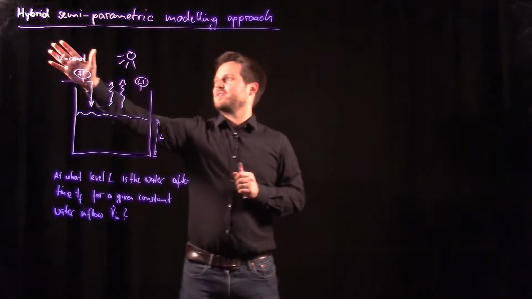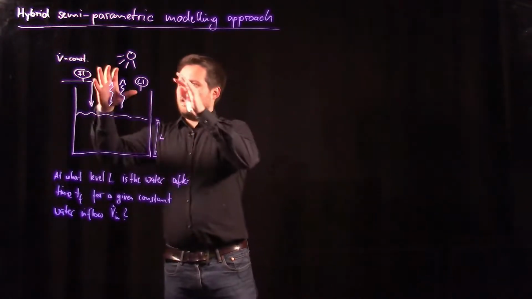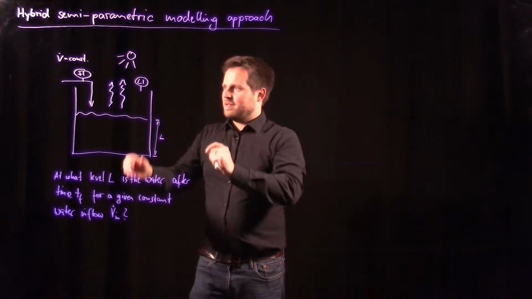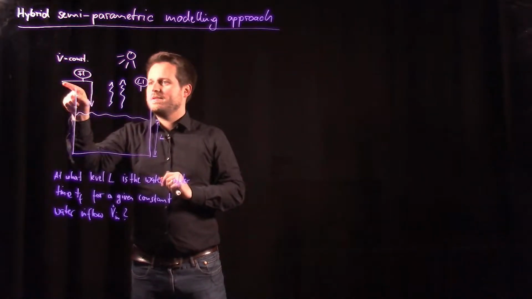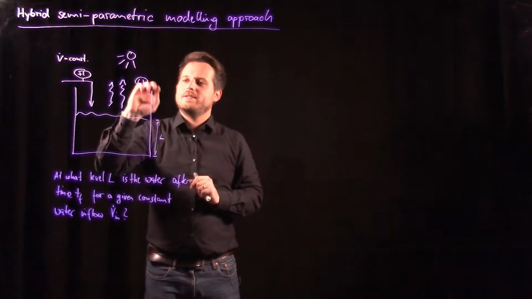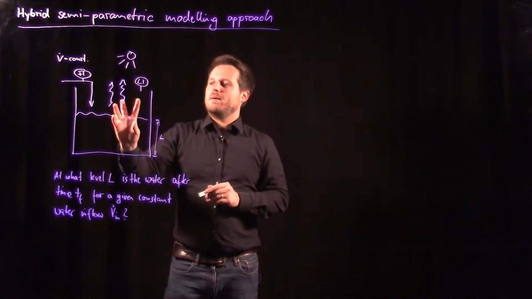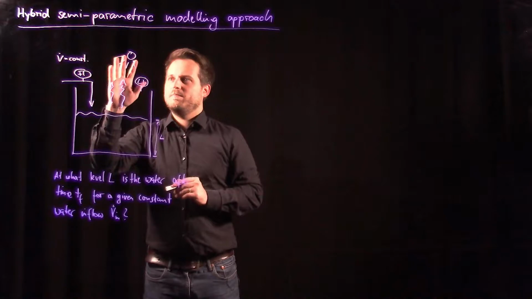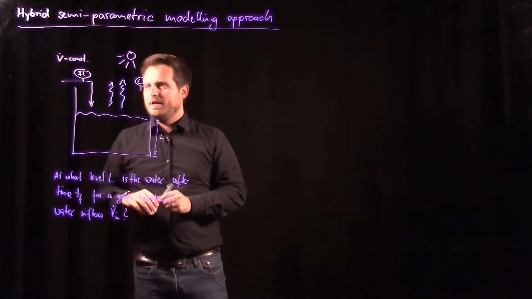And now we want to talk about hybrid semi-parametric modeling. Our system, again, as an example, is this tank where we feed in a constant water flow, which is measured, and we want to predict the level after a certain time. But some part of the water is evaporated by the sun and taken away.